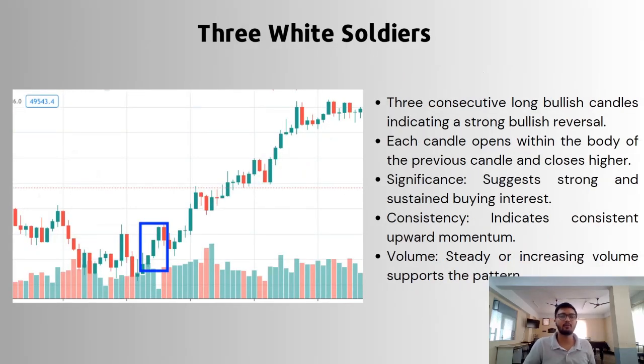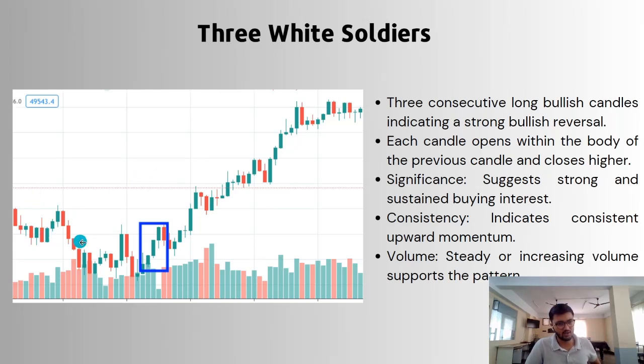So next we'll be talking about the three soldiers. The three soldiers is three consecutive long bullish candles, indicating a strong bullish reversal. I'll be talking about all this in TradingView, so we will be able to go ahead with examples, and you can get a clear understanding of whatever I'm saying. So, this is about three white soldiers.